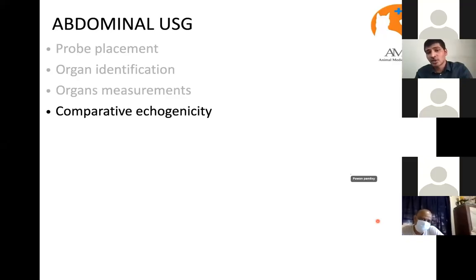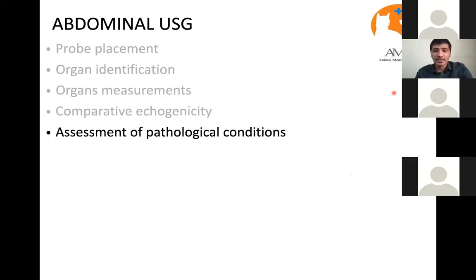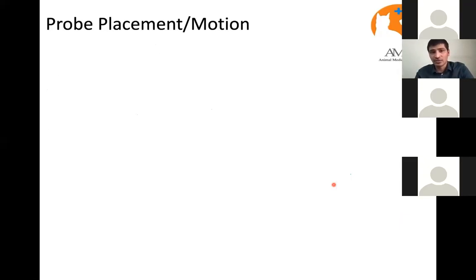Another thing is comparative echogenicity. Just now I told you that everything is between black and white. So echogenicity is also a range of whiteness and darkness. This is really useful to understand the status of the organ, because we compare and assess pathological conditions. So we keep these things in mind while doing abdominal ultrasound.